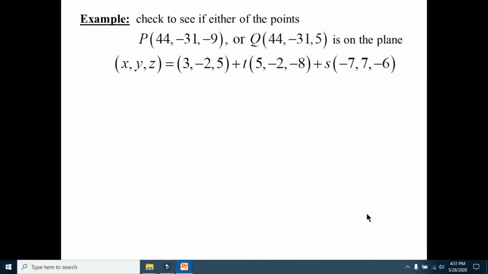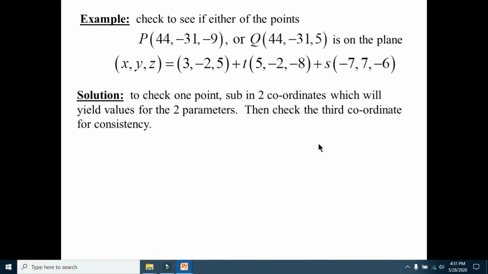Example: check to see if either of these points, P and Q, is on the given plane. To check one point, let's start with P. Sub in two coordinates, which will yield values for two parameters, and then check the third coordinate for consistency. That will determine if point P is on this plane.